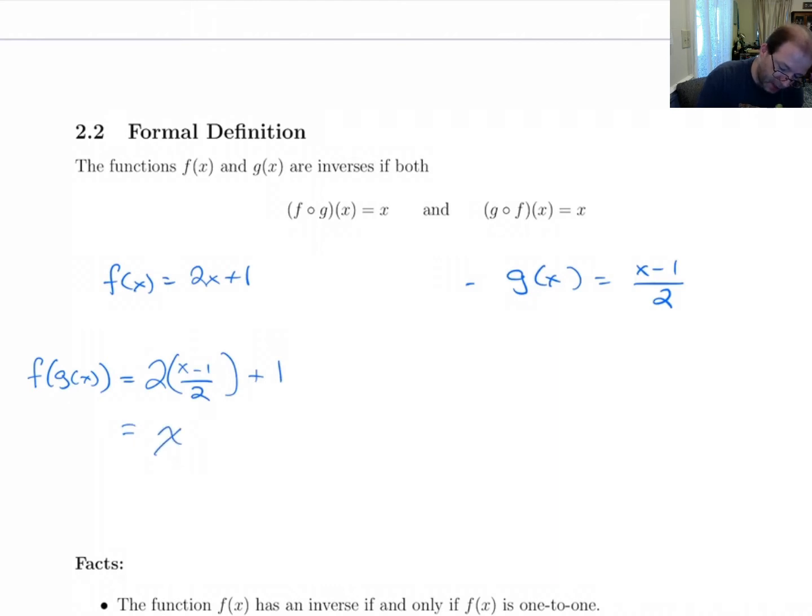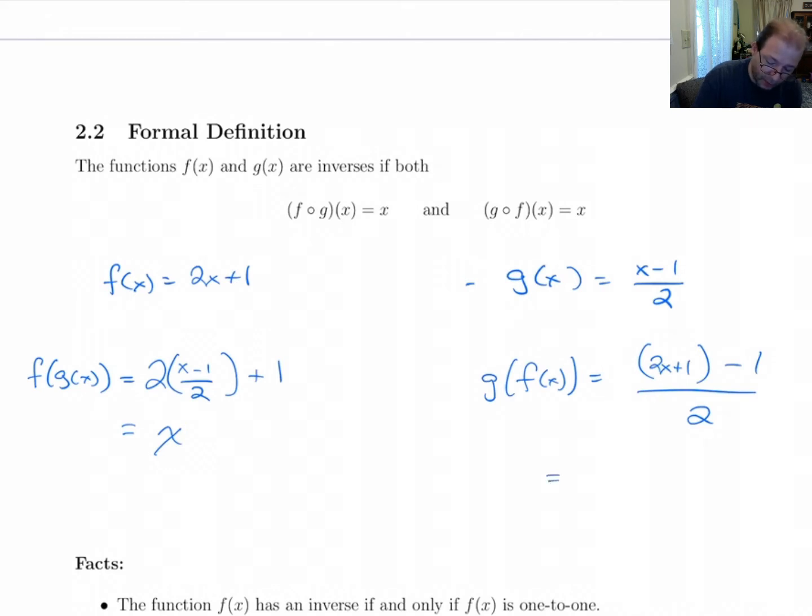just x back. And if you do g of f of x, you've got blah minus 1 over 2. And the blah gets filled in with f, which is 2x plus 1. So the 1's cancel. You get 2x over 2, and you just get x. So these are inverses of each other.